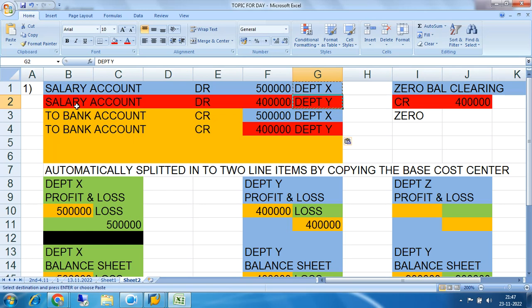For implementation of document splitting and zero balance clearing, some customizing steps are required. So in the next class I will cover the customizing steps for implementing document splitting and zero balance clearing, and I will also demonstrate how the system automatically splits the transaction in the background, how the document splitting procedure happens, and how the zero balance clearing line items are added as extra line items. In the next class I will demonstrate both these things, and I will complete the document splitting procedures.